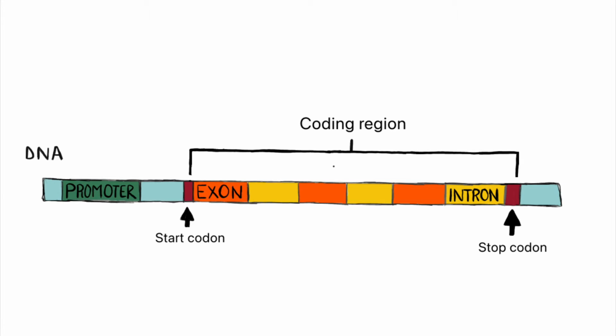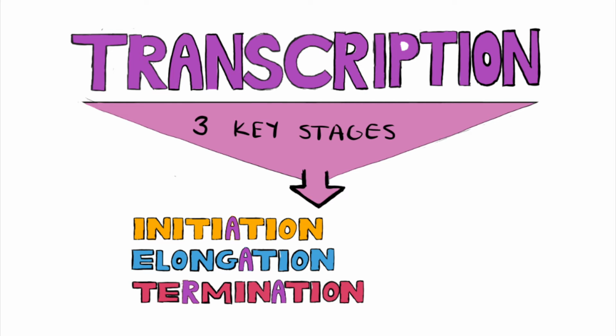A gene is a continuous string of nucleotides containing a region that codes for an RNA molecule. This region begins with a promoter and ends with a terminator. When a gene is expressed, a specific protein is produced. The process of transcription occurs in 3 stages.